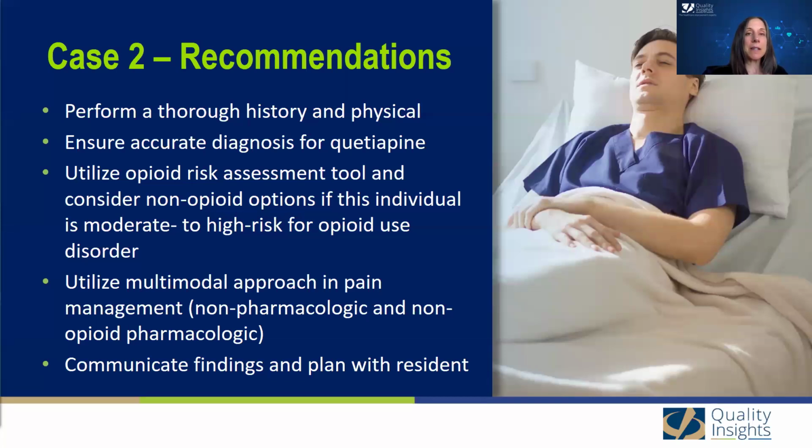If you let the resident know you are at high risk of developing opioid use disorder, I would really like to explore other options with you to keep you safe. I think that is so wonderful to communicate very clearly with a resident. Use a multimodal approach in pain management. There are many things available in pill form, non-pill form for pain, and then communicate the findings and plan with the resident.